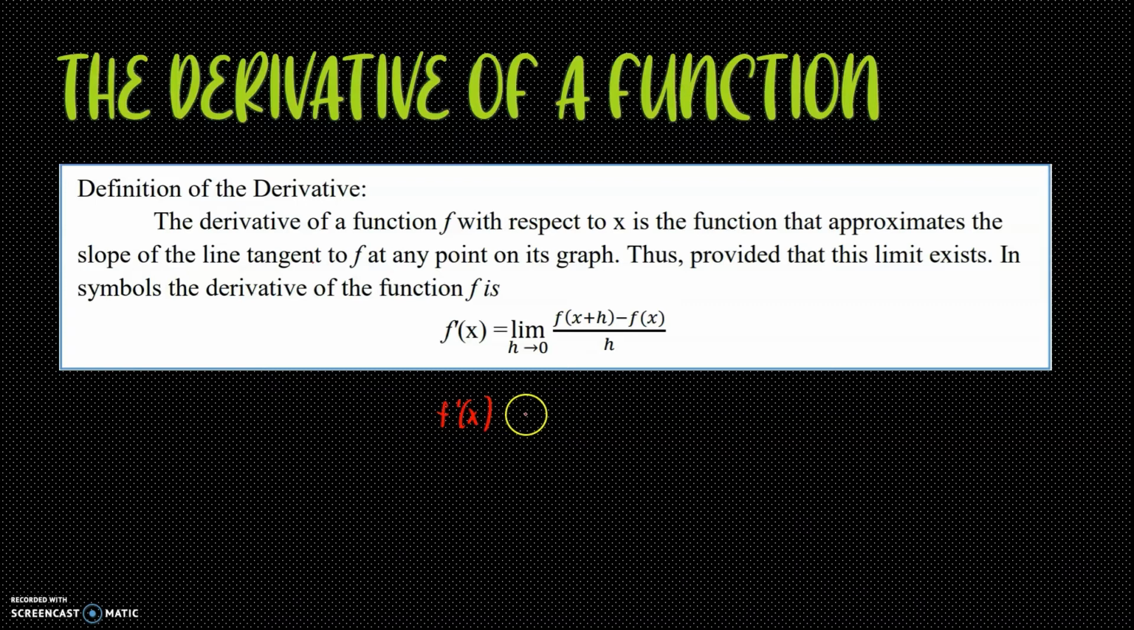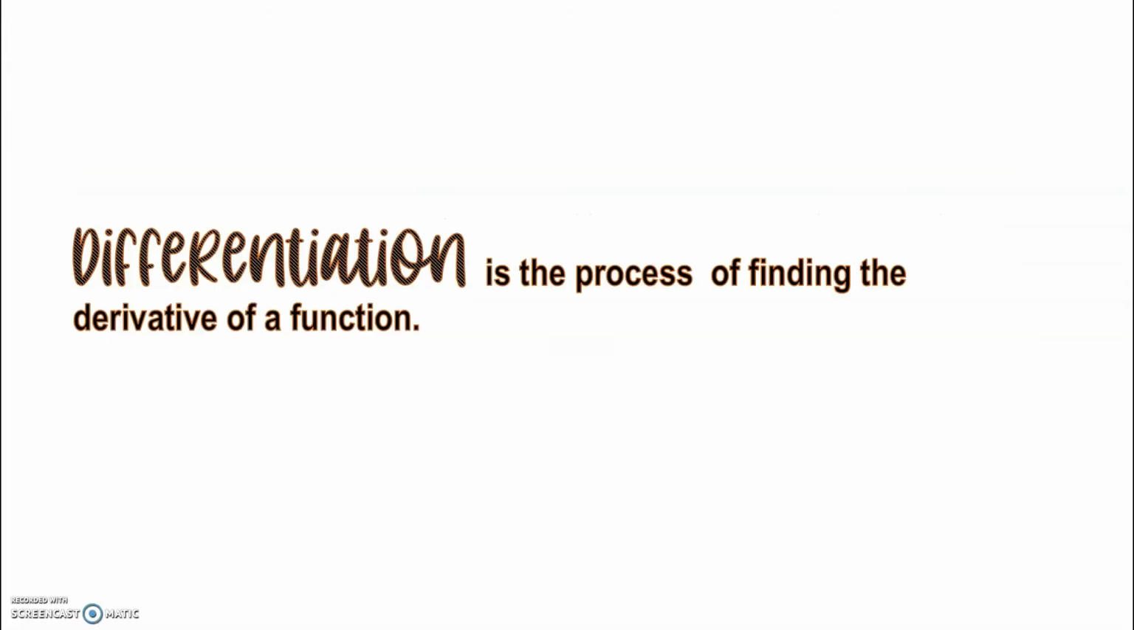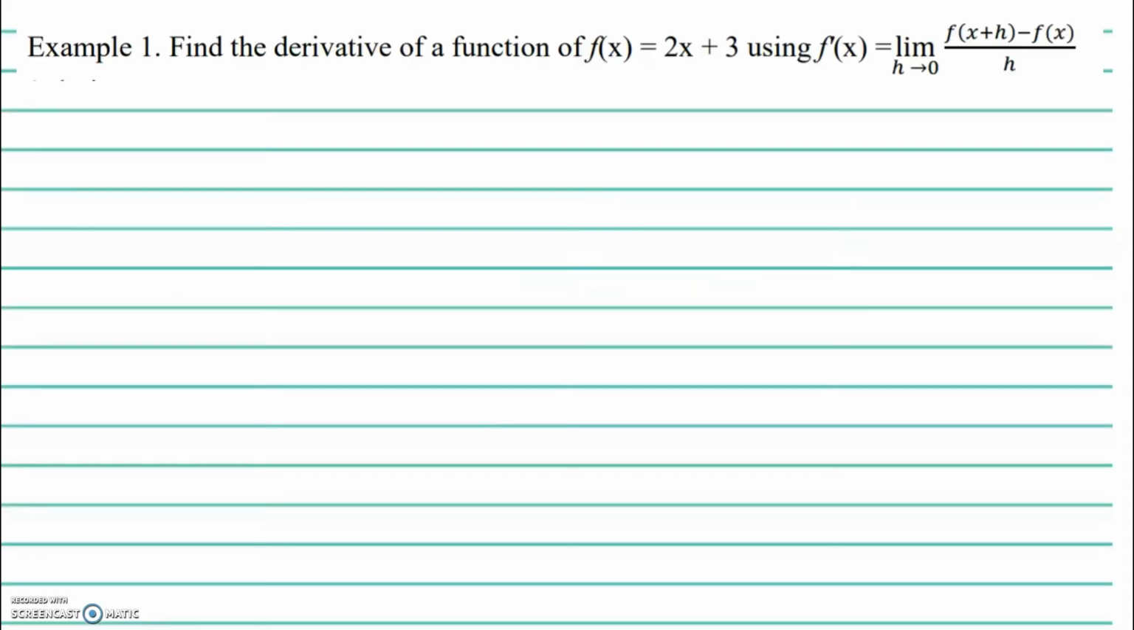Now, in other books or in other resources, we can find dy over dx. We can also have y prime and delta y over delta x. Now, these four are all used to denote derivative. But for the sake of uniformity, for the rest of our discussion, we will use f prime of x to denote derivative. So differentiation is the process of finding the derivative of a function. Okay. So let's have example 1.